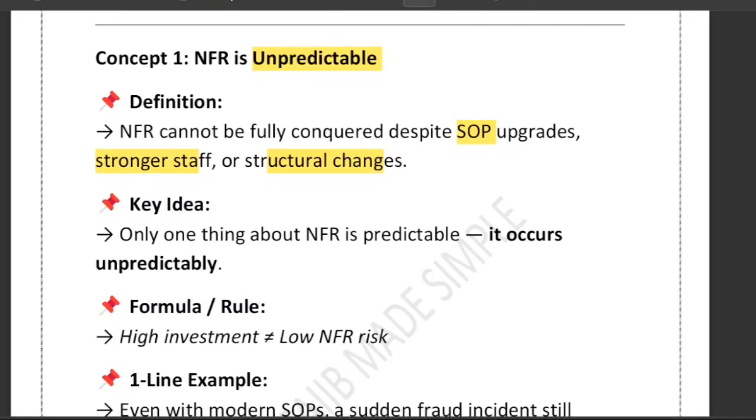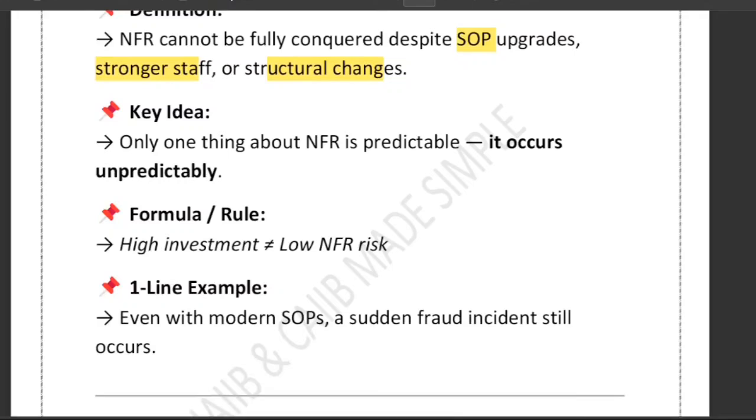Fraud, misconduct, cyber incident, customer complaint, they can happen anytime. So the key idea is that the only predictable thing about NFR is that it occurs unpredictably. The formula is that high investment does not mean lower NFR risk. You can spend crores and still face an NFR event, right? For example, even after implementing advanced SOP, standard operating procedure, a sudden fraud can still pop up.